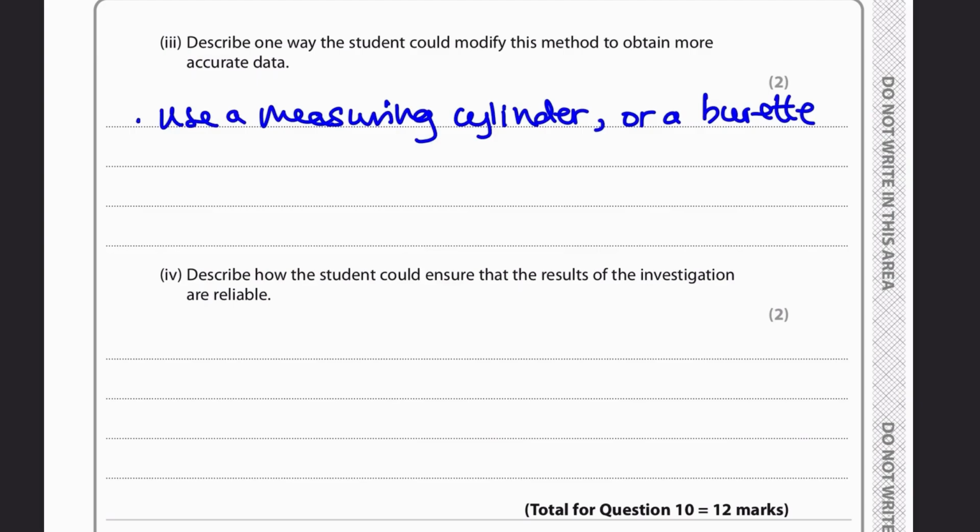Another way is, do you remember how the person was doing the experiment? They were counting the number of bubbles. That's not very accurate, because sometimes you miss a bubble, right?